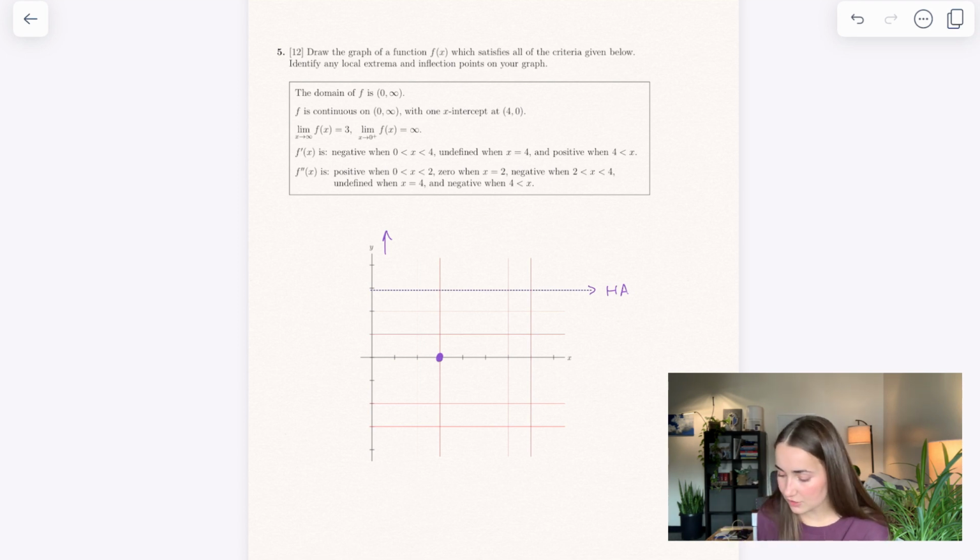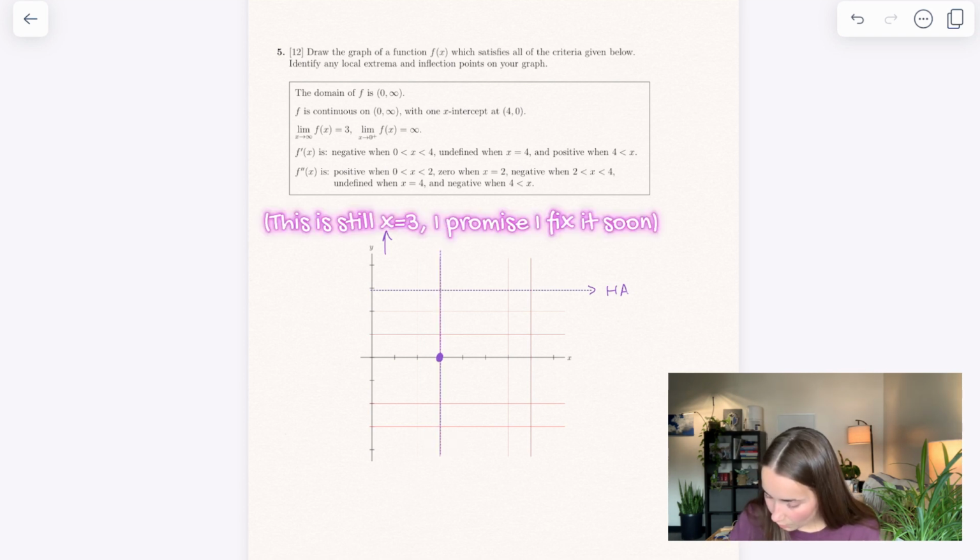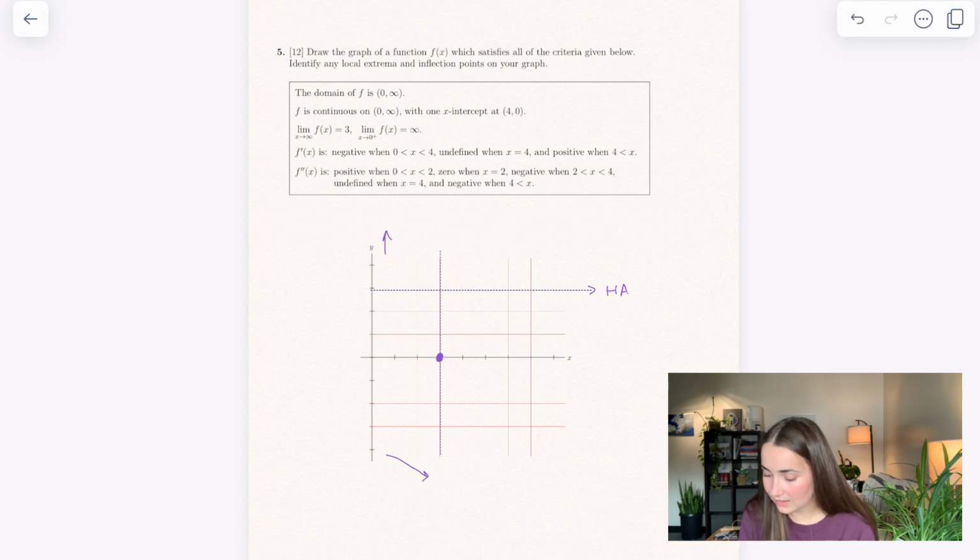Here we have that the first derivative is negative when x is between 0 and 4. So I'm going to go ahead and draw in that x equals 4. So I know on this side it's going to be decreasing, and now it's going to be undefined at x equals 4. And then when x is greater than 4, we have that the first derivative is positive, which tells us it's increasing. Now we have some information on the second derivative.